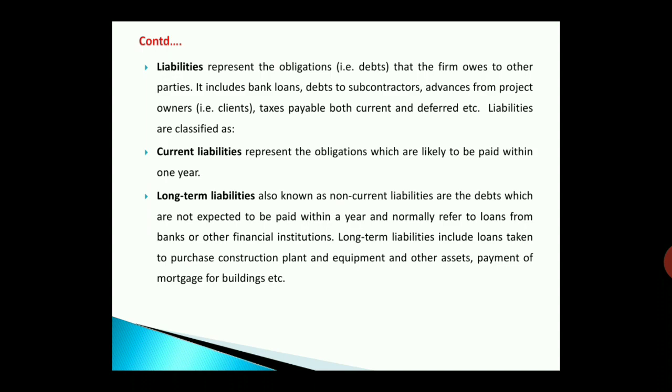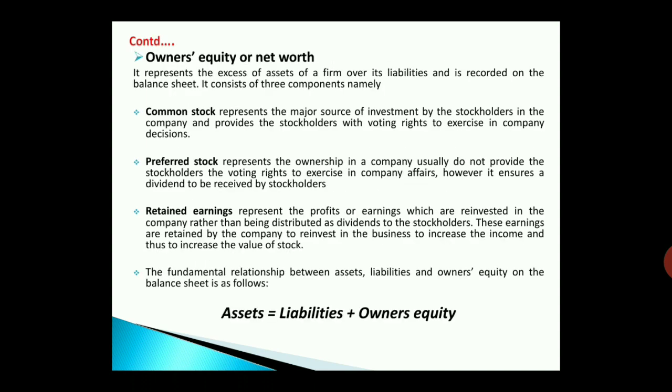So as a civil engineer, handling of current liabilities becomes very important, especially if you are a site engineer, because all the expenses which are occurring have to be managed by the site engineer. Hence these all financial terms are very important. Next is owner's equity or net worth. It represents the excess of assets of a firm over its liabilities and is recorded on the balance sheet. It consists of three components, namely common stock, preferred stock and retained earnings.